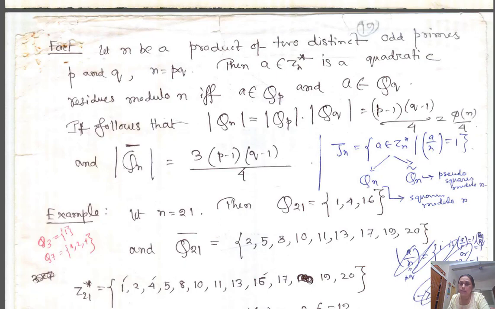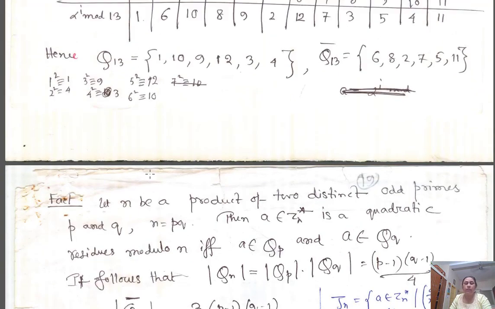That means this value is phi n. Phi of pq is phi p into phi q, that means (p minus 1)(q minus 1). This value is phi n. Therefore, out of the elements in Zn star, phi n by 4 many elements are quadratic residues. I have a total of phi n elements in this set. So the remaining 3 phi n by 4 elements should be quadratic non-residues.